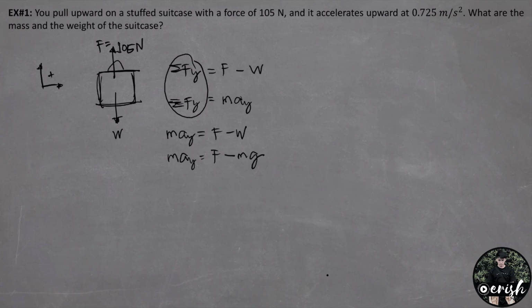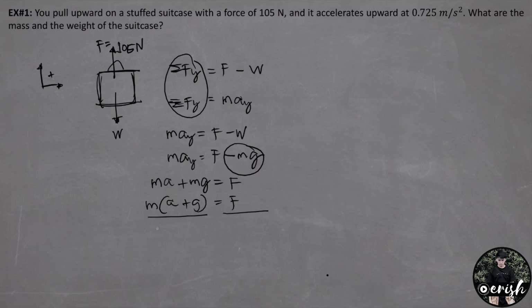Solving for the mass, we derive the equation, ilipat natin itong negative mass times gravity sa left side of the equation, it is now mass times the acceleration plus mass times the gravity equals the F, or the force. We factor out the mass, and ang matitira sa loob is yung acceleration plus the gravity, and this is equal to force. We divide both sides by acceleration plus the gravity. Para makancel, ang matitira lang is yung mass. We can now solve for the mass of the suitcase.